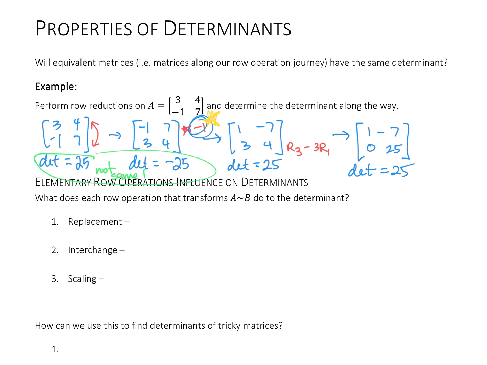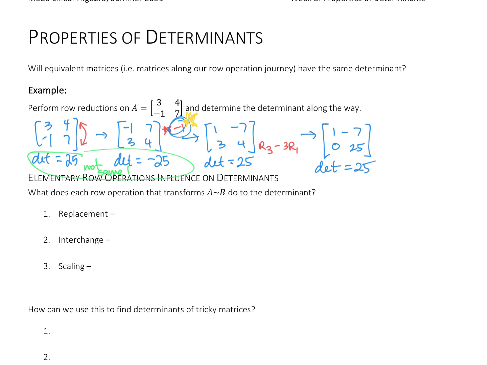Curious. Very curious. Last but not least, I'm going to do one more just for funsies. I'm going to divide this row by 25, to get it down to a matrix that looks like 1, -7, 0, 1. If I wanted to go even further, I could, but you'll notice the determinant here is 1. Ooh, again, keep that in mind.